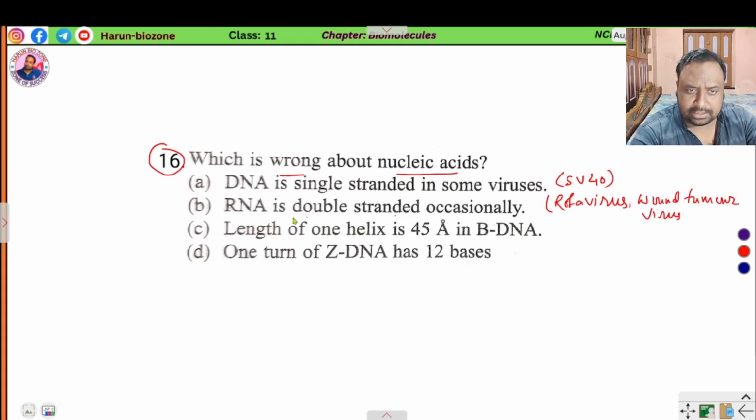Length of one helix: not in case of B-DNA. In case of B-DNA, this is B-DNA.